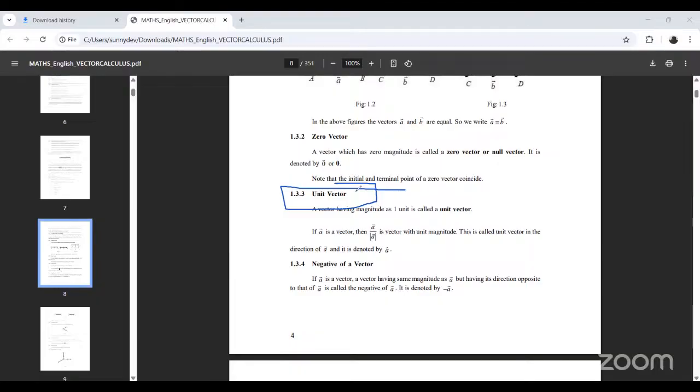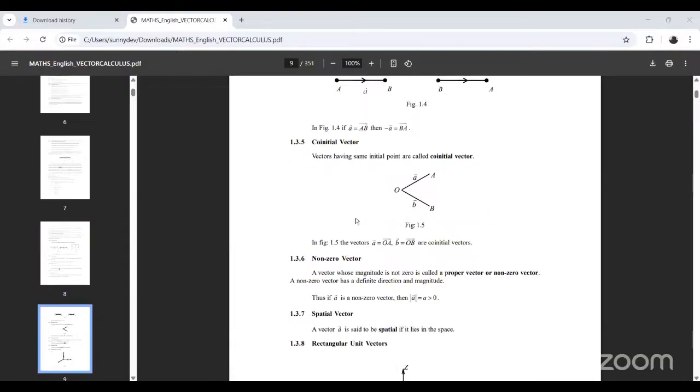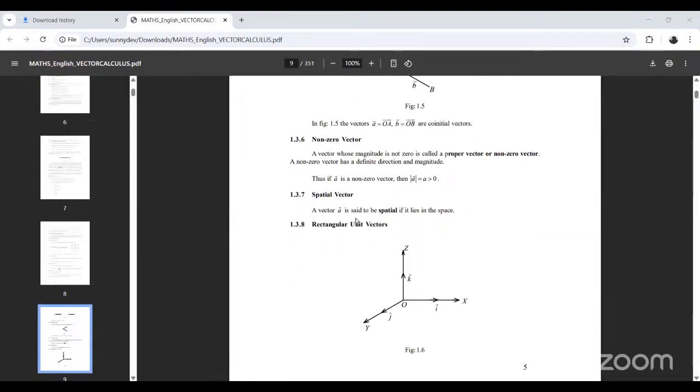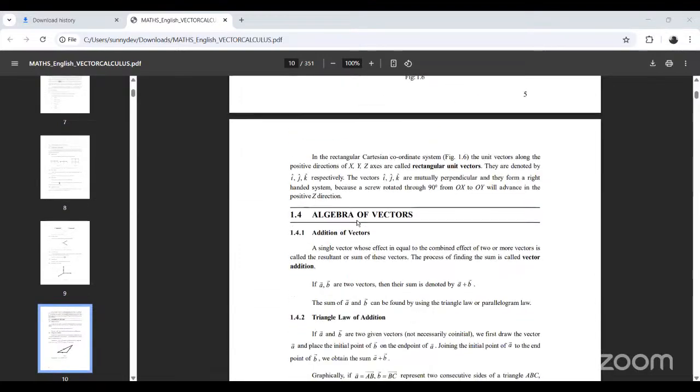Suppose A is a vector. Then the unit vector in the direction of A is A divided by the magnitude of A, the modulus of A. So A by modulus of A is called the unit vector. Understood? This is the unit vector definition. The negative vector is also important, these are the topics we are learning.